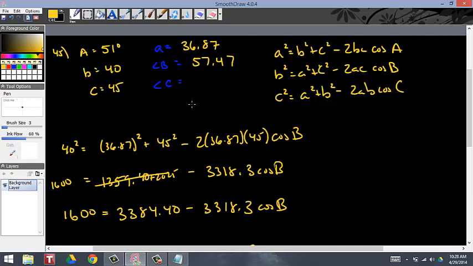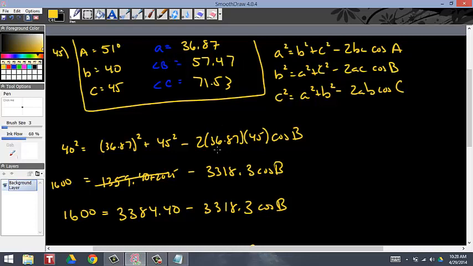To find angle C, what do you do? Add them up, subtract that from 180. So 57.47 plus 51, and then 180 minus that answer, 71.53. There you go, people. There's some work for you.